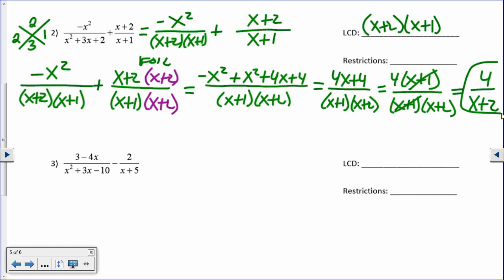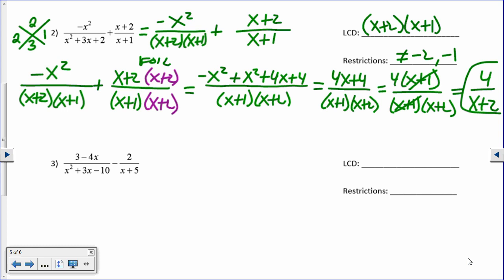Those are the only restrictions? No, your restrictions come from the common denominator. Remember, restrictions come from after factoring, before canceling. So your restriction is going to come from your common denominator. So you're going to set both of those equal to 0. So what two numbers would not be allowed? Negative 1 and negative 2. Yes. Right, restrictions always come from the common denominator. So as soon as you write that down, once you know what the common denominator is, you know your restrictions. So you can do them at the same time.